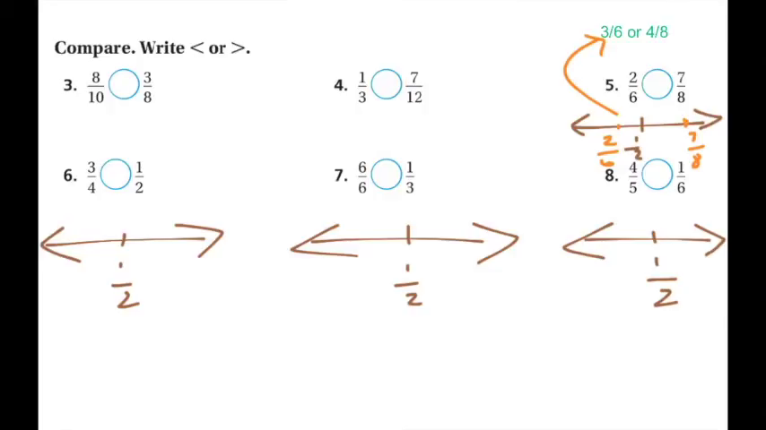For number 6, we're comparing 3/4 and 1/2. Now, let's think about our halfway point for the fourths. 4 divided by 2 equals 2, so therefore 2/4 is the same thing as 1/2. So now I'm comparing 3/4 and 1/2. Well, 1/2 is already on the number line for us, and then 3/4 is going to be greater than 1/2 because 3/4 is greater than 2/4.